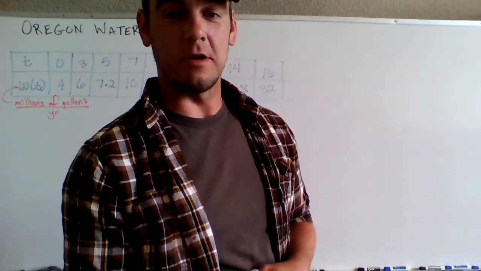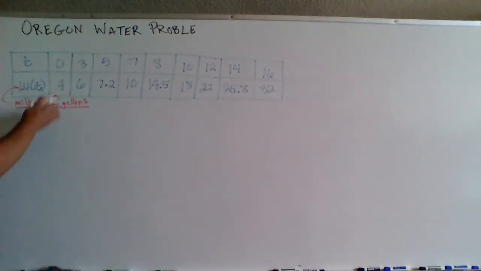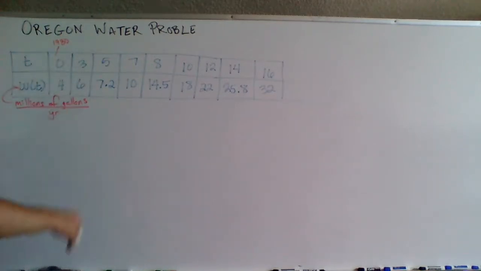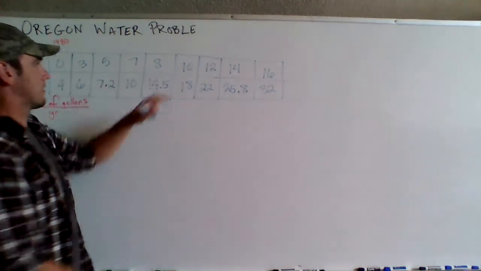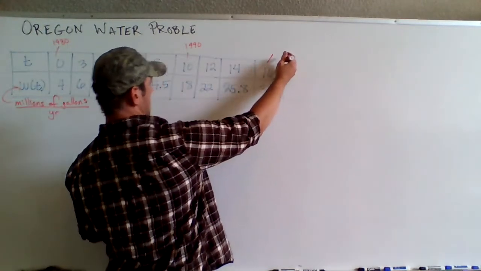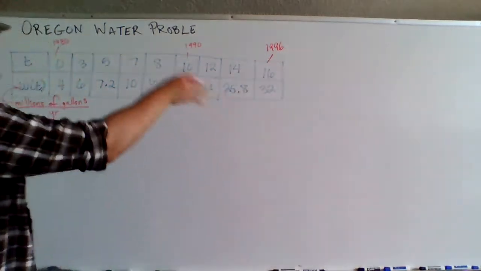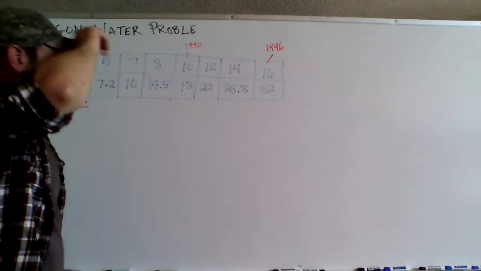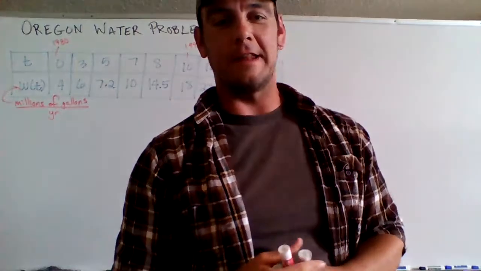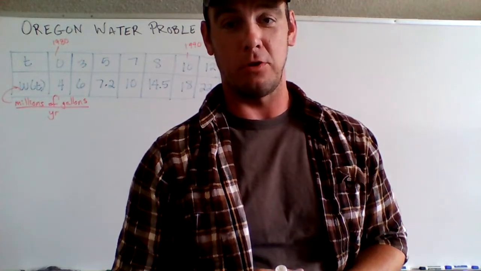And T is measured in years from 1980 at T equals 0. So maybe you just want to say this is 1980. Or maybe you want to do a couple of these. Well, 10 years later, this would be 1990. And this would then be 1996, I guess. It gives you a little bit better idea of what all of these dates are looking at with our T's. All right, so using the data in the table, determine the average rate of change.